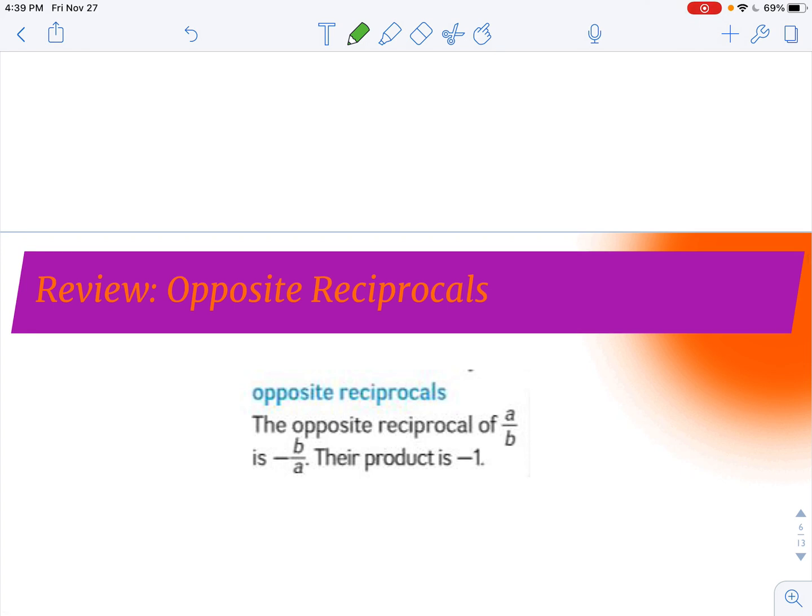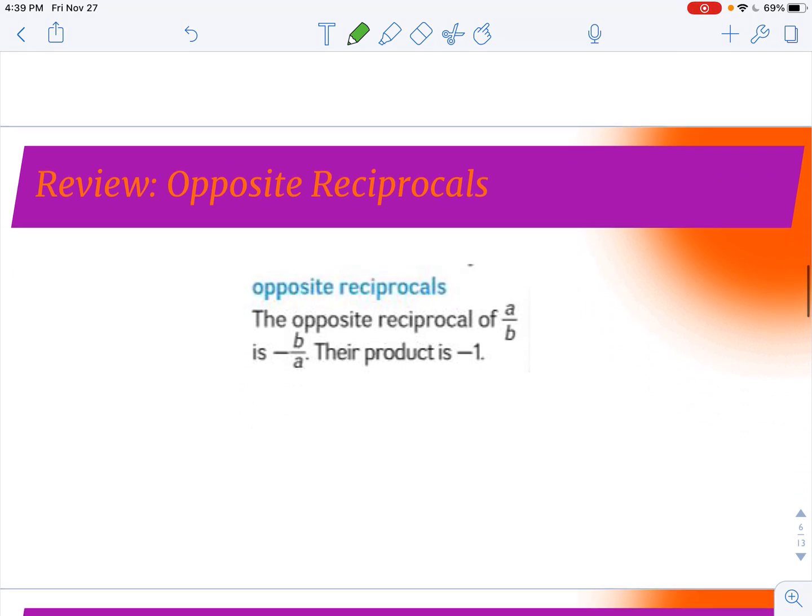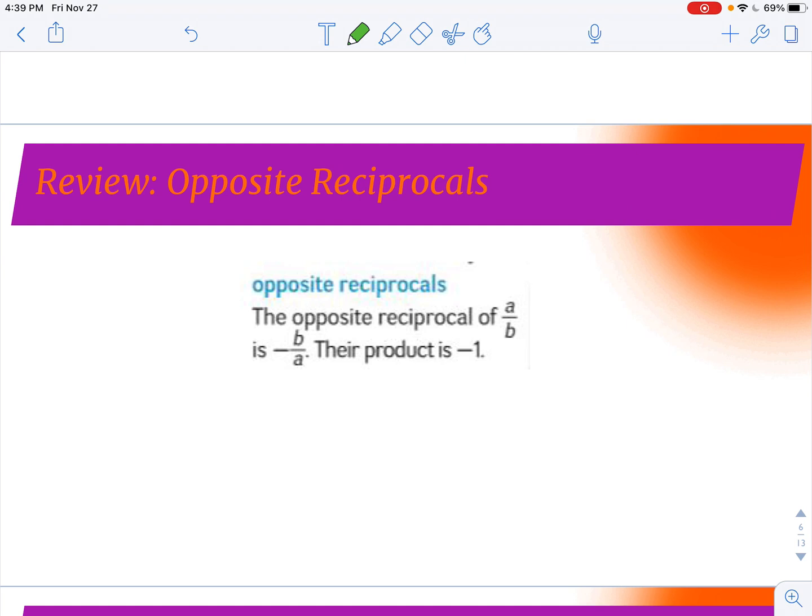Okay, now we just have a review slide because we're going to start talking about perpendicular lines. And perpendicular lines have slopes that are opposite reciprocals. So you want to remember that opposite reciprocals are positive and negative makes it opposite, and reciprocal is the A over B and then the B over A. And their product is always -1. So for example, you could have 5, and then you would also have -1/5.